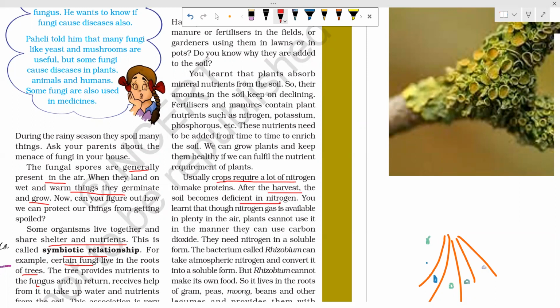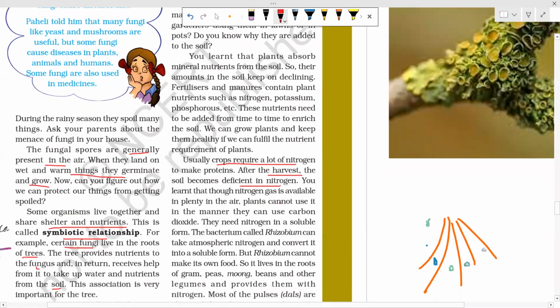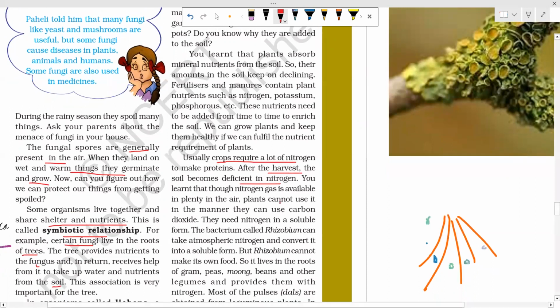So what happens in the soil? Nitrogen amount decreases. To replenish or restore the amount of nitrogen in the soil, nitrogen fixation occurs. How? Nitrogen gas in the air is converted to a water soluble form.